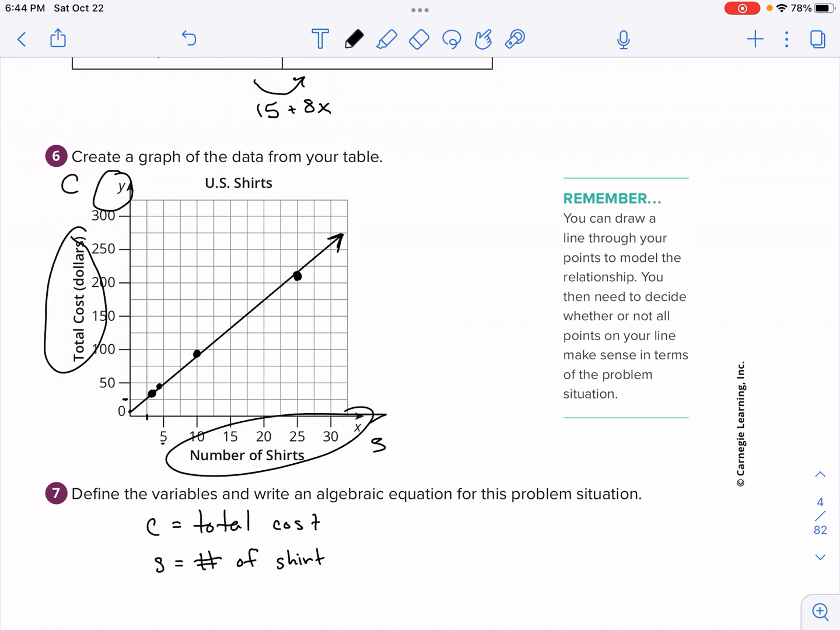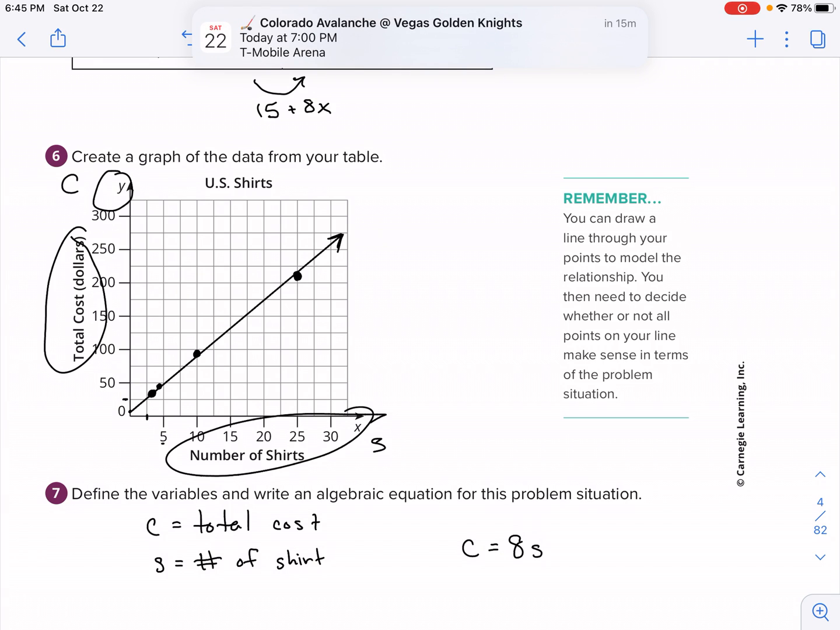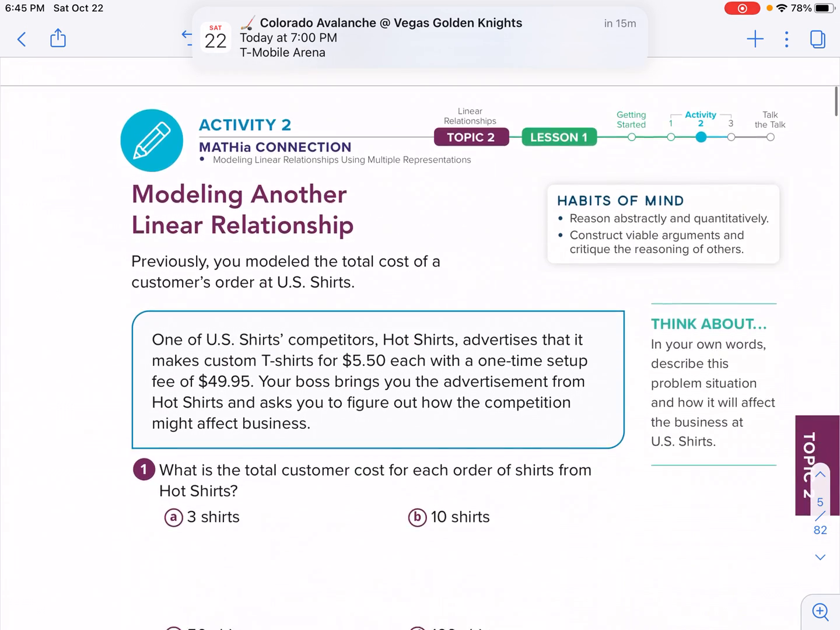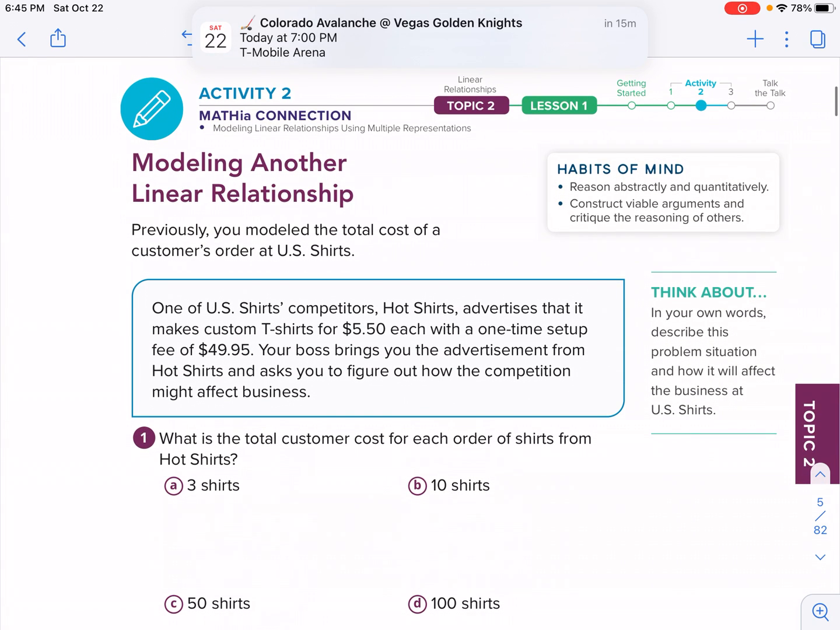The equation that you have here should be C, the total cost, equal to 8 times the number of shirts plus 15. Okay, we're going to be using this equation, 8S plus 15. We actually have been using it, but we haven't written it down. This should help us for the other problems that we go through, but let's go to activity 2 and finish that one up. Okay, activity 2.